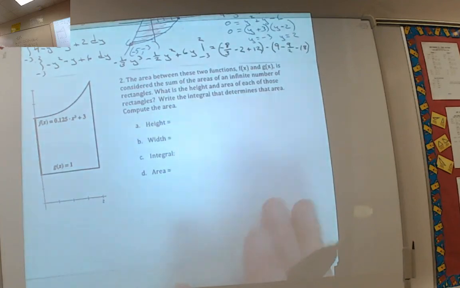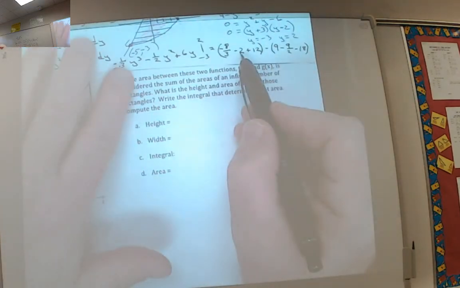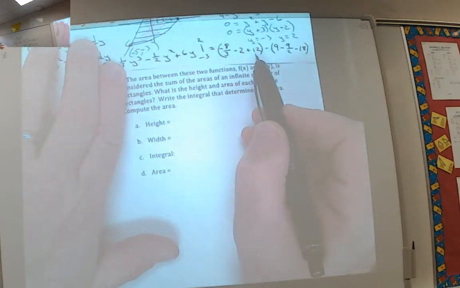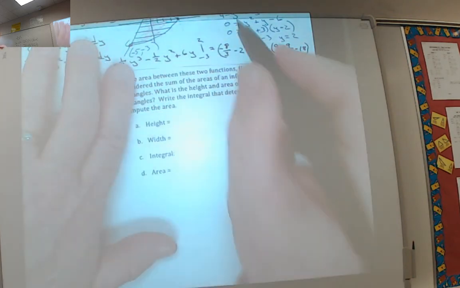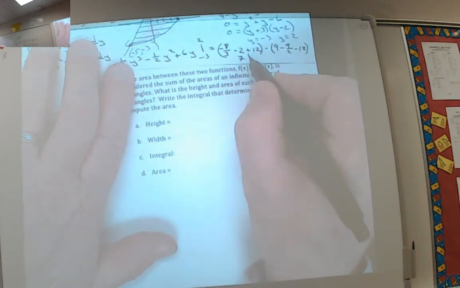What'd you get? Did you figure it out? No. Okay. Would you like somebody to figure one of them out? Who would you like to figure it out? Logan. What's negative 2 plus 12? 10. What's negative 8 thirds? It's a negative 2 and 2 thirds. So what's 10 minus 2 and 2 thirds? 7 1/3. Wow, really fast.